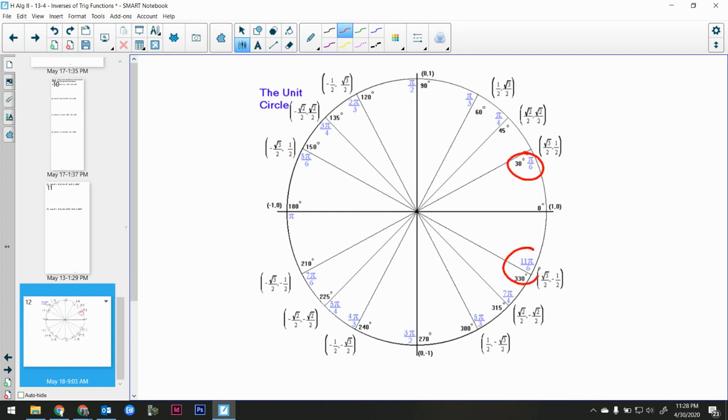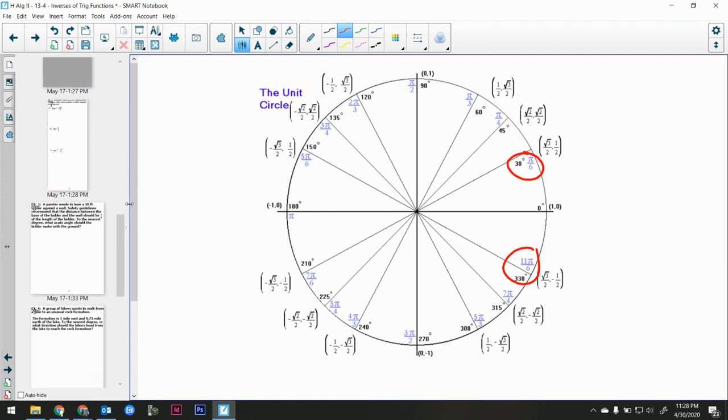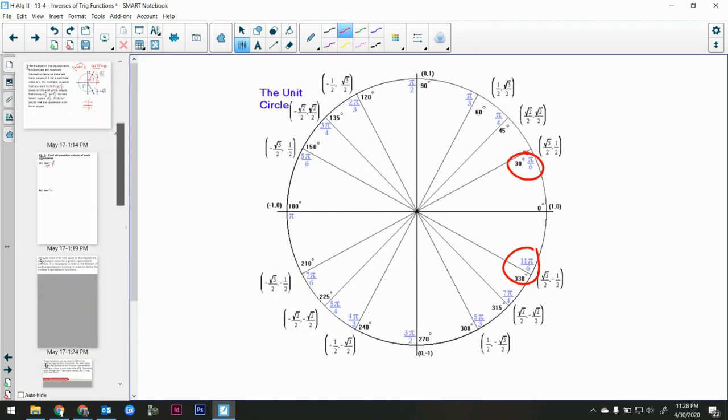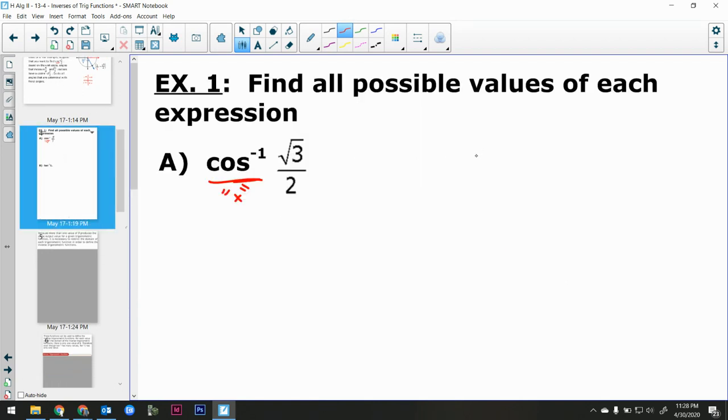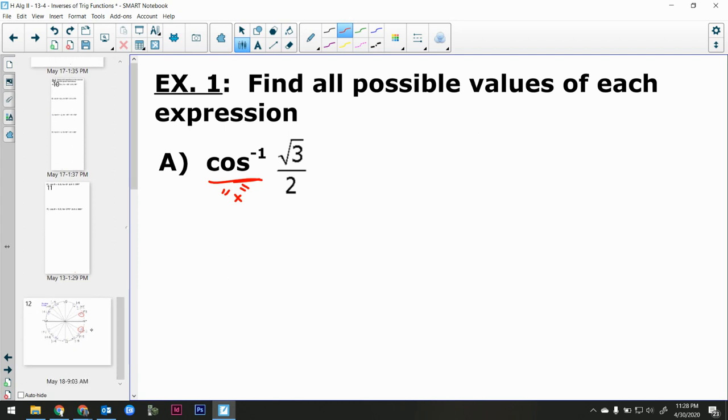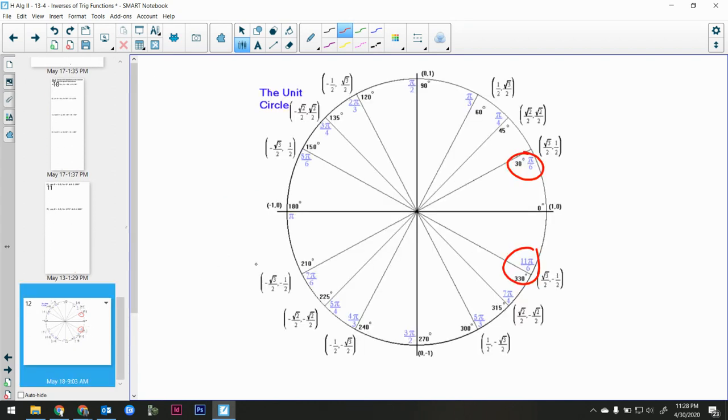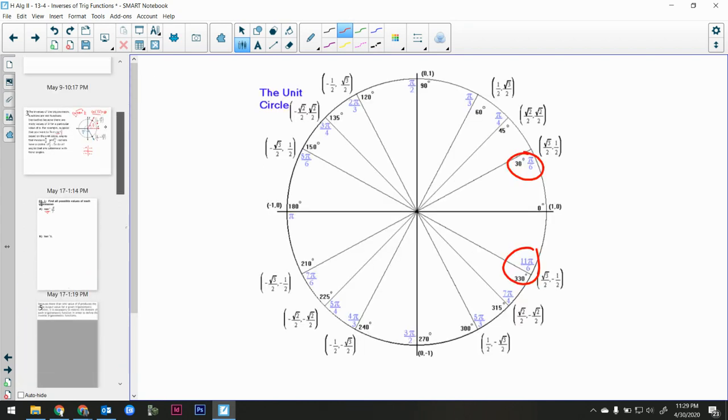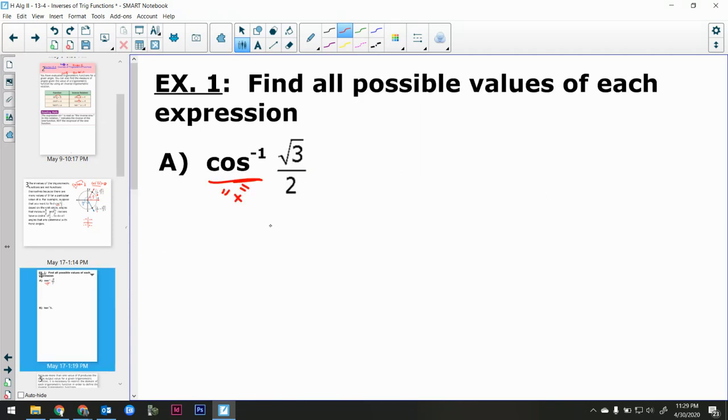Okay, so does it tell me to do degrees or radians? Let's just check. Find all possible values. Well, let's do both. Heck, why not? Okay, so I'm at 30 degrees and 330 degrees. Okay, what is that in radians? That is pi over 6. And I think that's 11 pi over 6. Yeah.